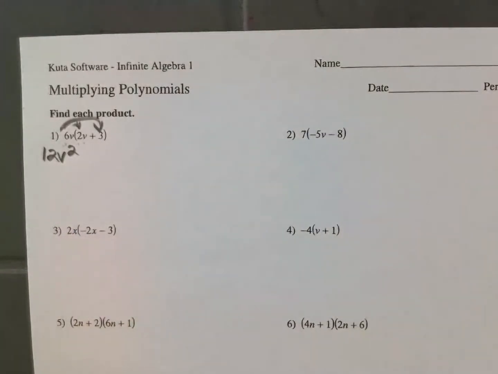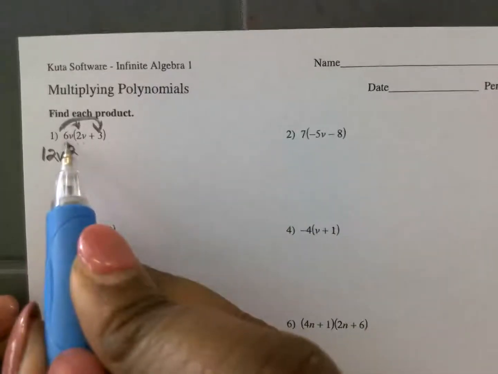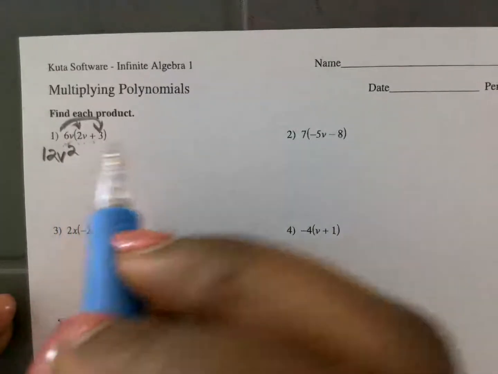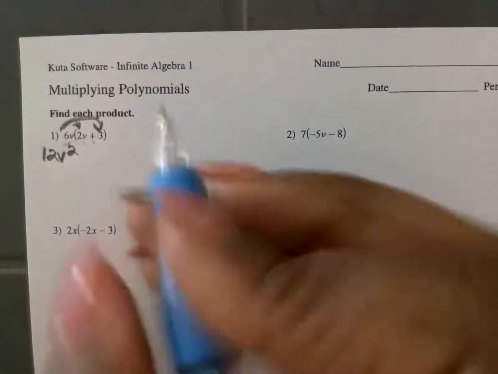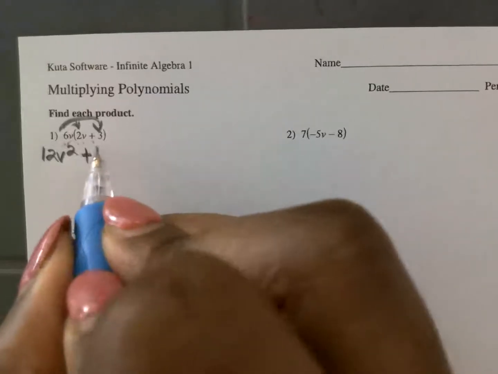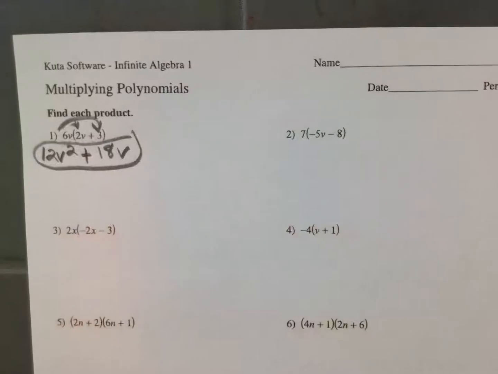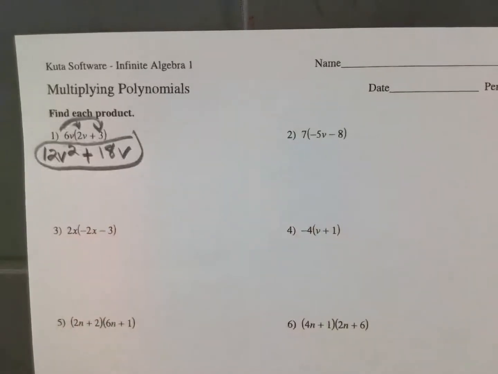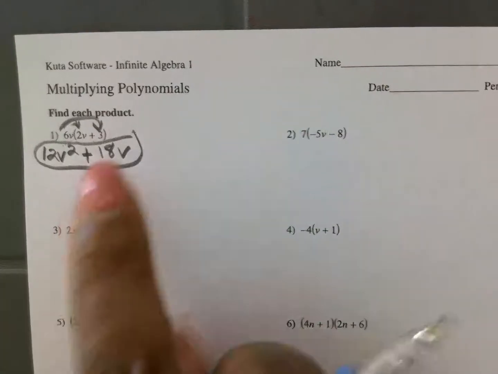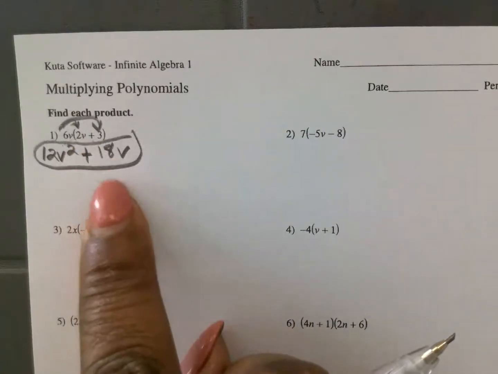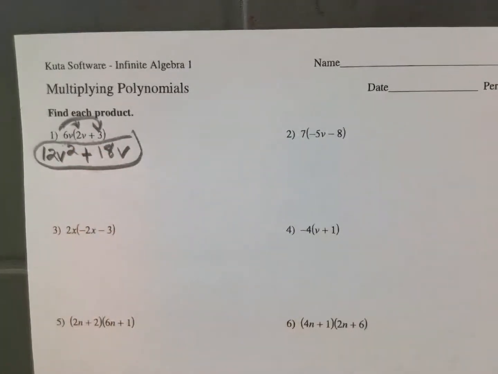Now we have 6v times a positive 3. What's 6v times positive 3? Positive 18 what? V. Good job. This is my answer here. That's it. That is solving. You cannot combine these terms because they're not like terms. They have to have the same variable and the same exponent as well, okay?